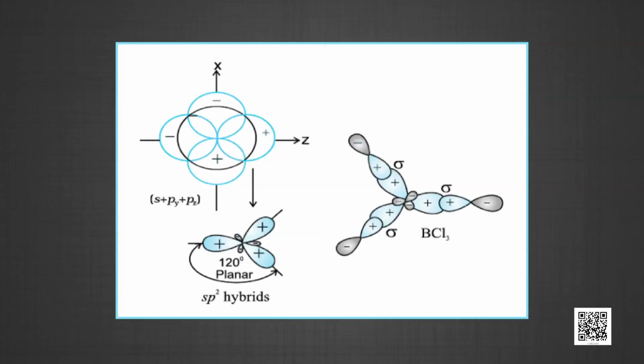The 3 hybrid orbitals so formed are oriented in a trigonal planar arrangement and overlap with the 2p orbital of the chlorine to form 3 B-Cl bonds. Therefore, in BCl3, the geometry is trigonal planar with a Cl-B-Cl bond angle of 120 degrees. The figure shows you the formation of sp2 hybrids and the BCl3 molecule.